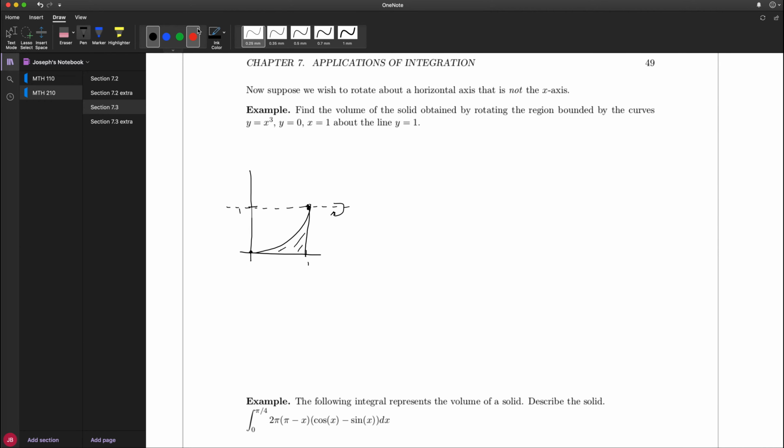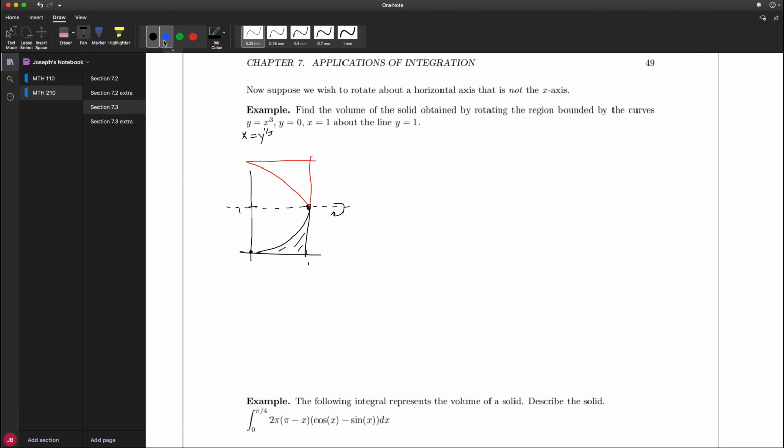And so switching to red, the picture we're going to get is something like so. Okay, and our observation here is that we need all of our functions, everything, to be in terms of y. So y equals x cubed is not good enough. We need to change that to x equals the cube root of y, which I'm going to write as y to the 1/3 power.